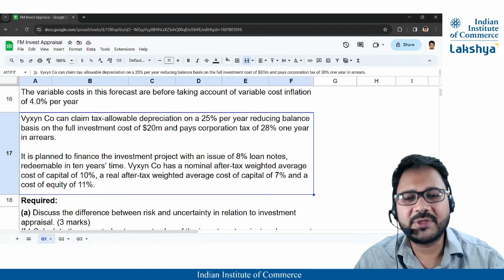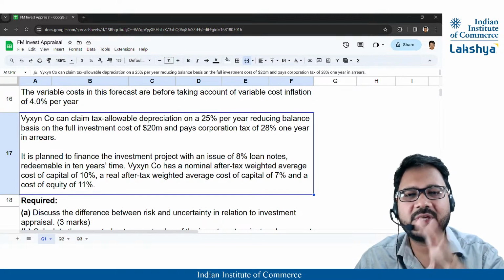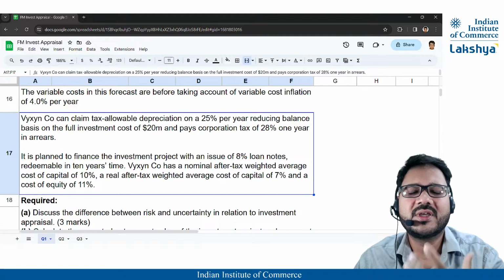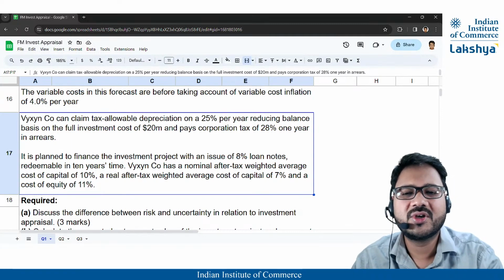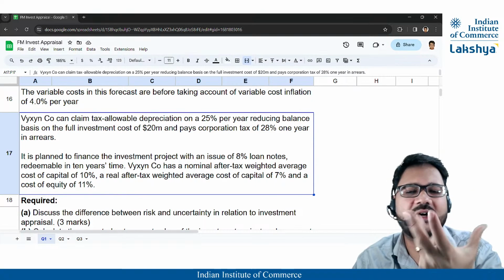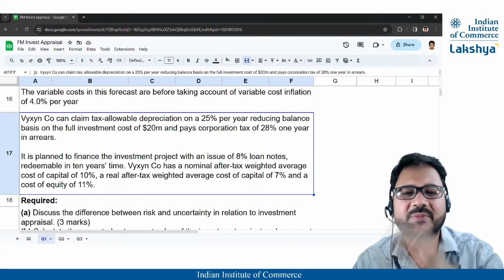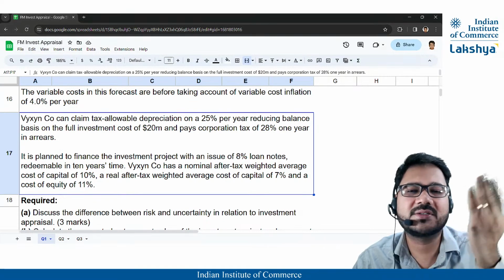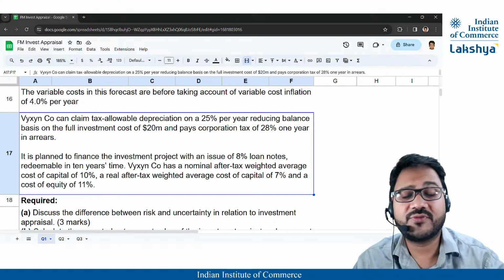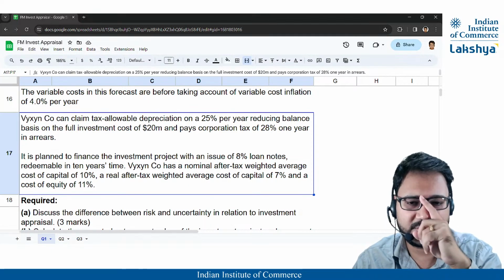So we have nominal after tax WACC and we have real after tax WACC. Nominal means inflation is already built into it. Real means it is without inflation. Always remember, real rates will be less than nominal rates. And typically, the rates we have in the markets are always nominal. From nominal rates, if you remove the effect of inflation, you arrive at the real rate. There is a formula for it. It's not minus, it is multiplication. 1 plus nominal rate is equal to 1 plus real rate into 1 plus inflation rate. So if you want to find the real rate, you divide 1 plus nominal rate by 1 plus inflation rate.